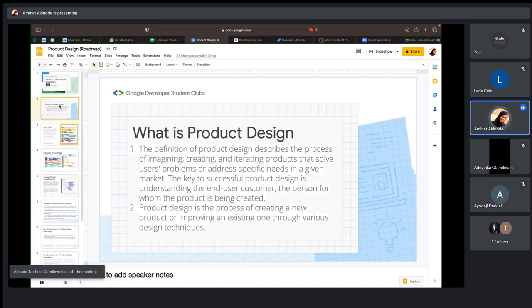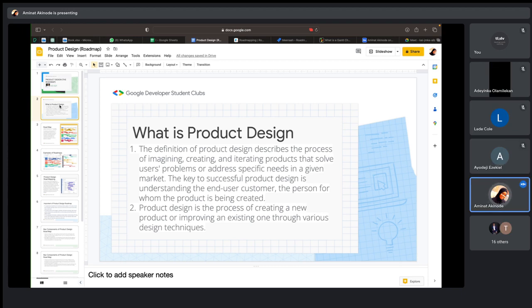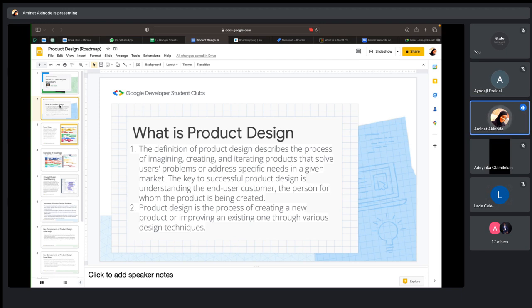For the first definition, I said product design describes the process of imagining, creating, and iterating products that solve users' problems or address specific needs in a given market. Then the key to successful product design is understanding the end user, the customer, the person for whom the product is being created. Like I always say to people, there is no product coming out now that has not existed before, or that is not in progress, or that people have not used before. The only thing that makes it different is that there are some key features or some structure design that come into the process that make that product unique and different from the ones that already exist.